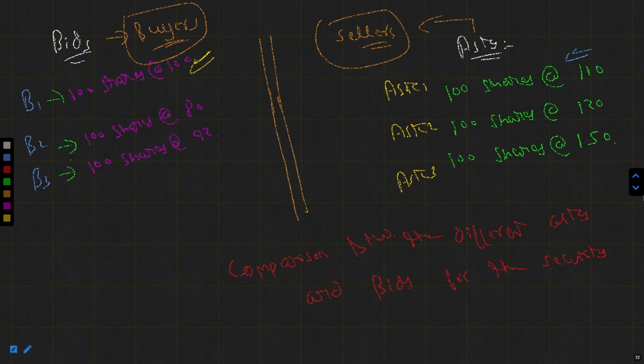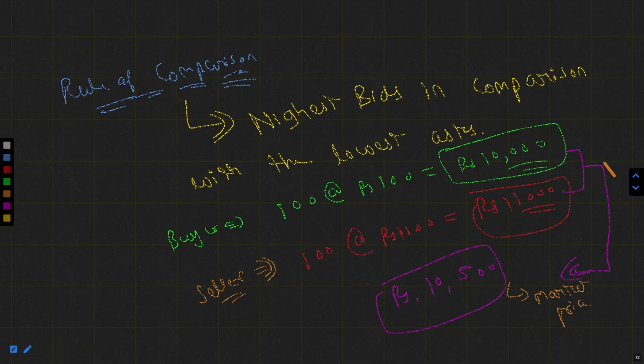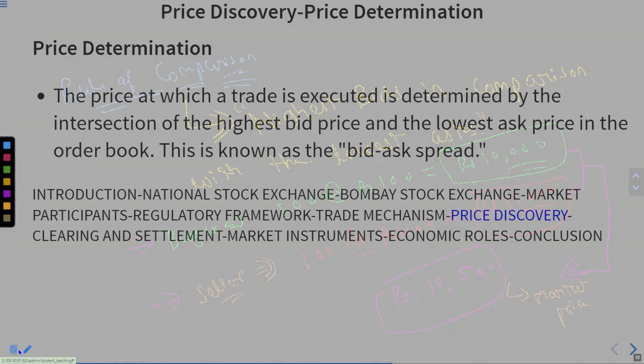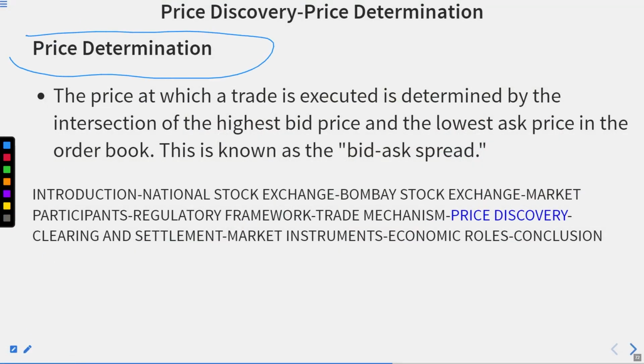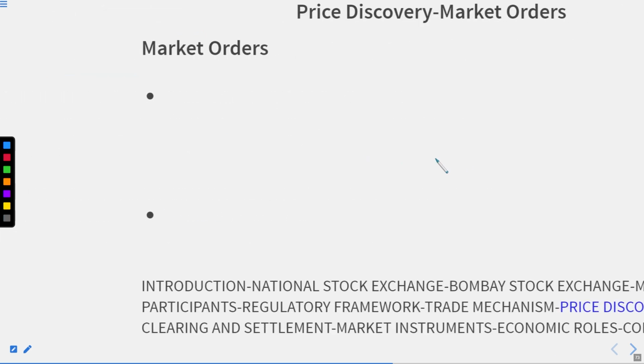Okay, and thereafter the next is the rule of comparison, like how the things are being compared. All right, and thereafter the interaction between the buyer price and the seller price and the finalization of the market price. So that's how the price is determined through price discovery. Okay, always remember highest bid and the lowest ask price. Do not get confused between them.